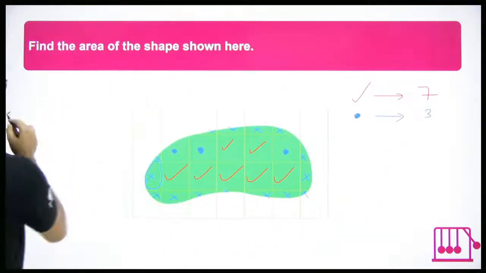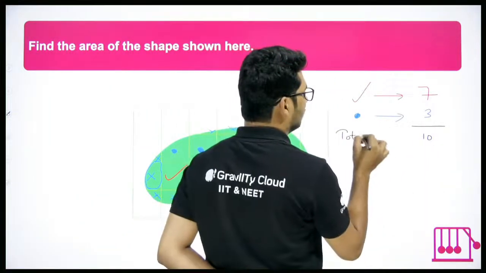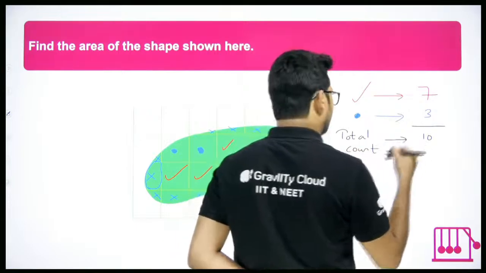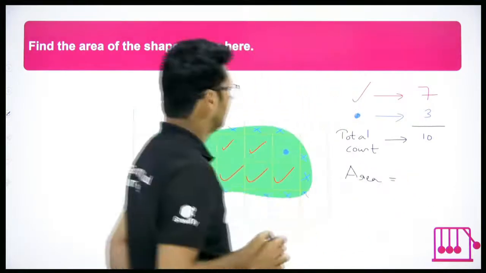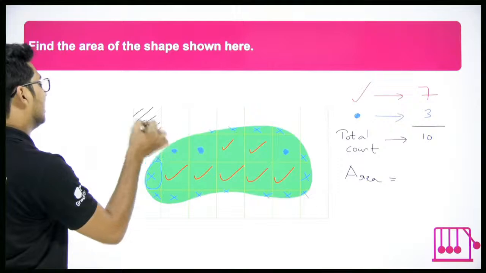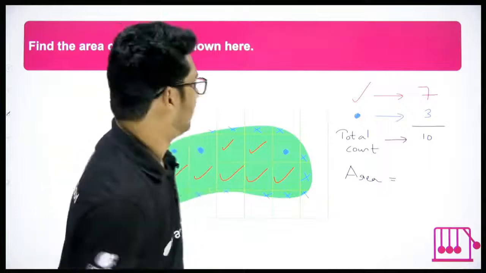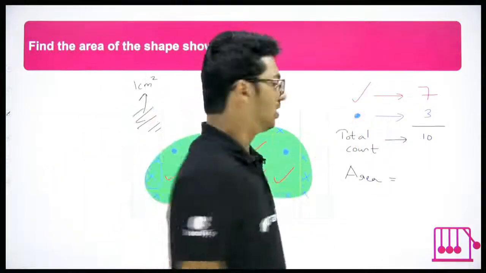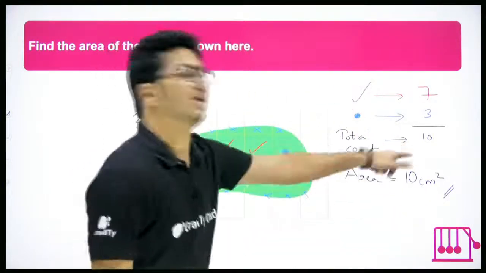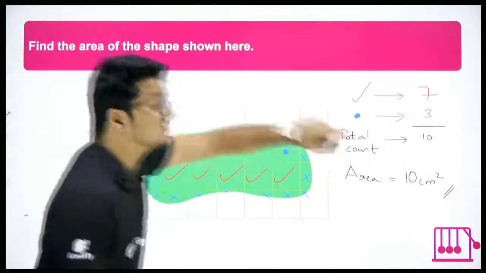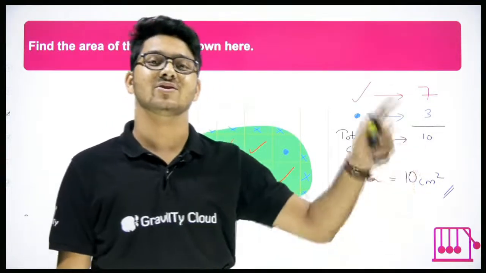So what is the total count now? The total count is 7 plus 3, 10. So what about area? Each single square has an area of 1 centimeter square. The total count that we got is 10, so the total area will be 10 into 1 centimeter square, which is 10 centimeter square.